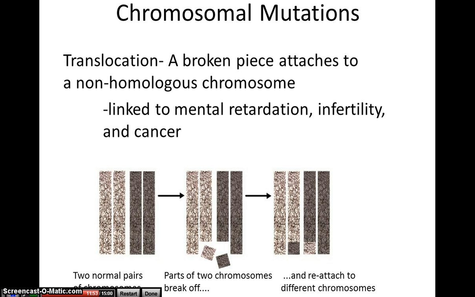The next type here is translocation, and as a reminder, that is when one broken piece on a chromosome breaks off and it swaps with another broken piece on a chromosome that's not similar. So you're going to have two totally different genes getting swapped. This is not a great thing. A lot of times these translocations can lead to infertility, cancer, as well as mental problems.